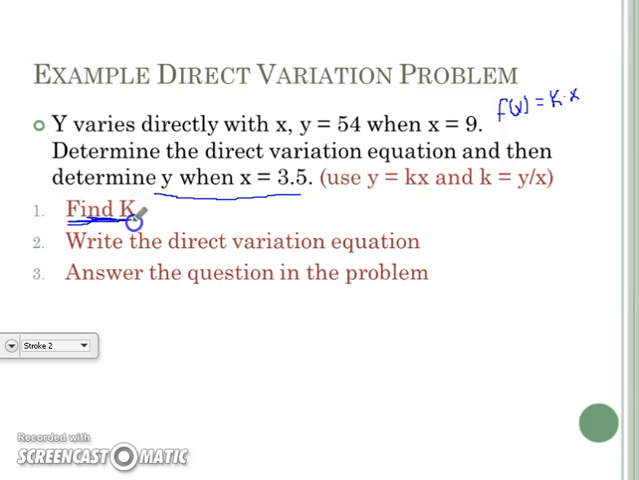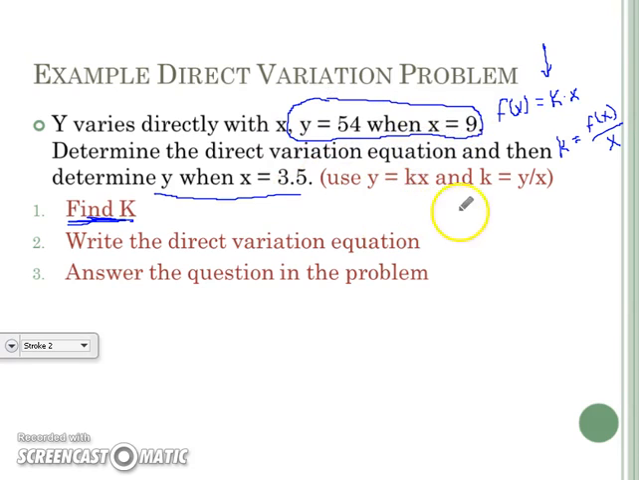So to find k in our equation, y is k multiplied by x. Remember from our note sheet that you could also find the constant k equals f of x divided by x, so y divided by x. So this part here is showing us our direct variation.